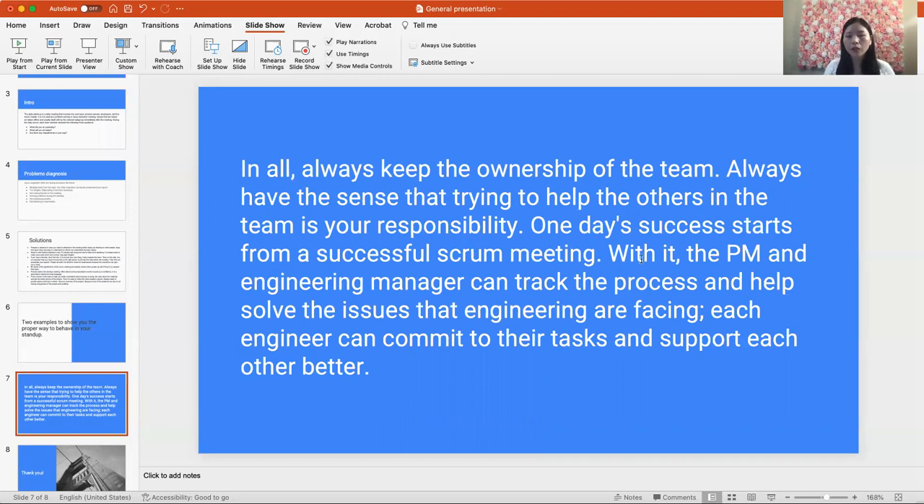If you perform well in the stand-up meeting, you are not just helping your product manager, your engineering manager, or yourself. You are also helping your coworkers, because the stand-up meeting is a commitment to the coworkers. You do well in it, you work well in it, you coordinate well with your coworkers, and your day is very well organized.